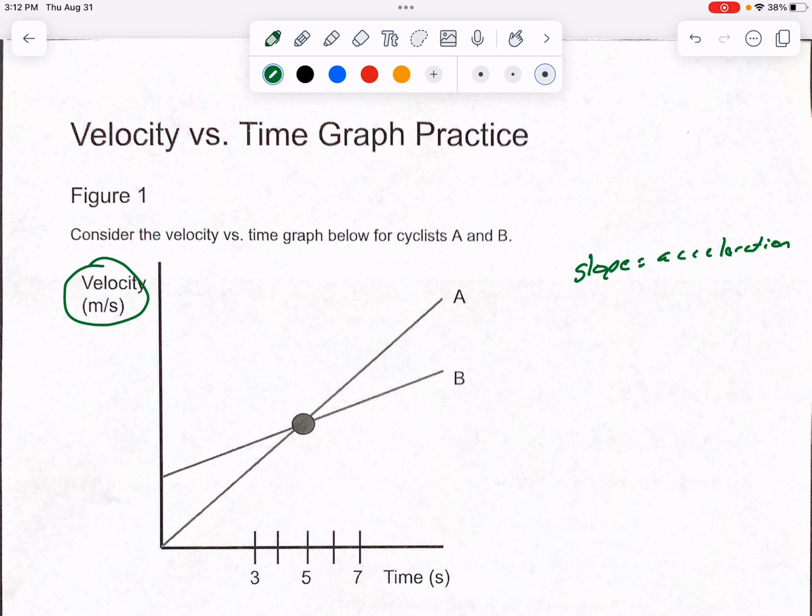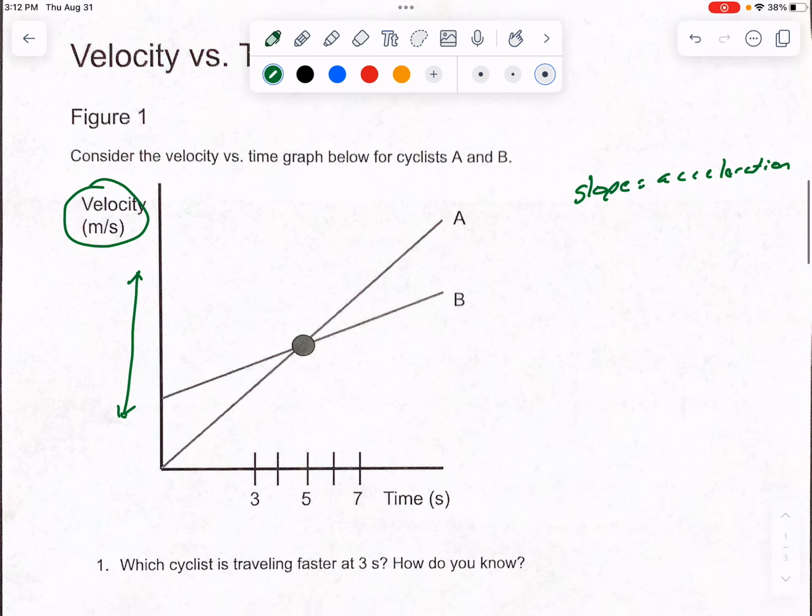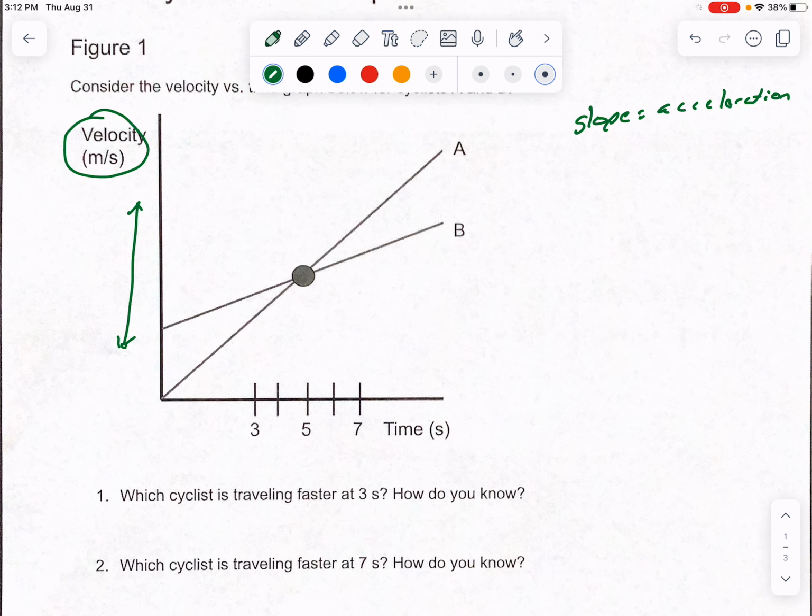If I ask you anything about just velocity and only velocity, all you have to do is look at the y-axis. Where are you on the y-axis? How much do you change in the y-axis? If I ask you anything about acceleration, then you can start looking at the slopes of the lines on the graph. So number one says, which cyclist is traveling faster at 3 seconds and how do you know?